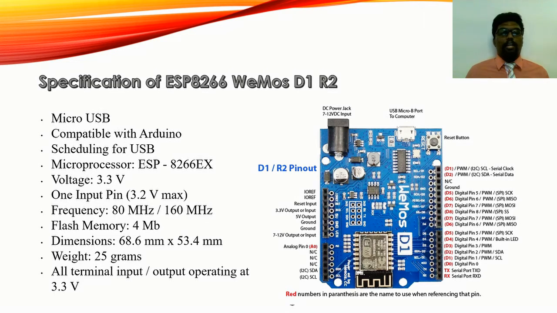The dimension is 68.6 mm by 53.4 mm. The weight of the module is 25 grams. All terminal input and output operate at 3.3 volts. In this module, I use the ground pin, the digital pin 8 and the 5 volt output to give signal and power supply to the servo motor.